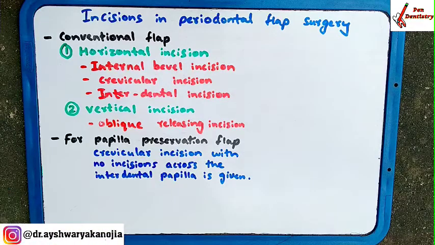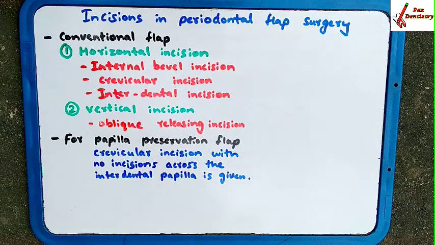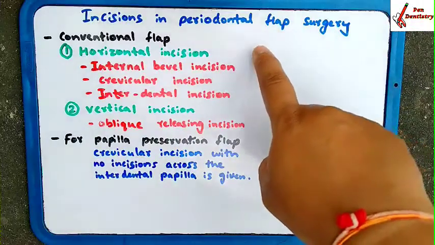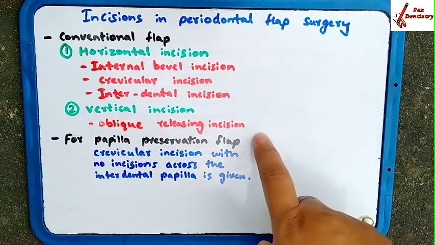Incisions in periodontal flap surgery. Which kind of incisions we make while doing periodontal flap surgery, that we are going to learn here. Conventional flap. It is divided into conventional flap and papilla preservation flap. In the conventional flap, you are not going to preserve the papilla.